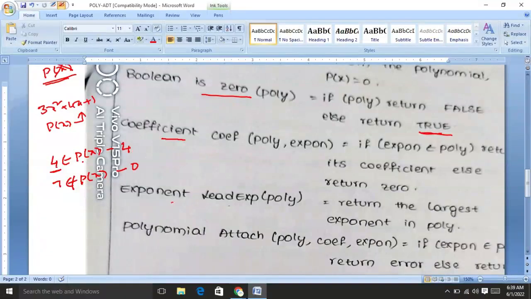In the same way, lead exponent. Suppose I am given a polynomial for this function: 5x to the power of 9 plus 6x square plus 7. So this is the polynomial p of x, given to this function. So lead exponent returns 9. That means the highest degree of the exponent is 9. So for that reason, it returns 9.